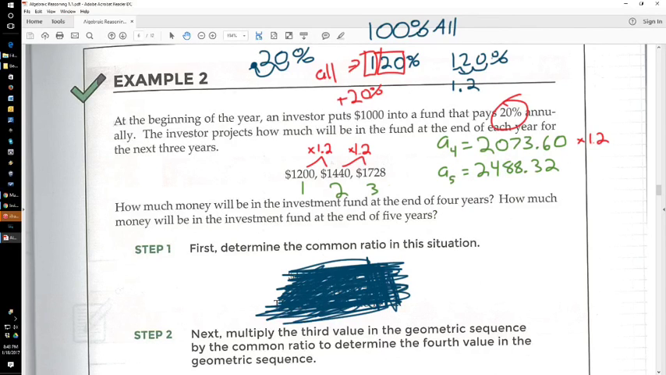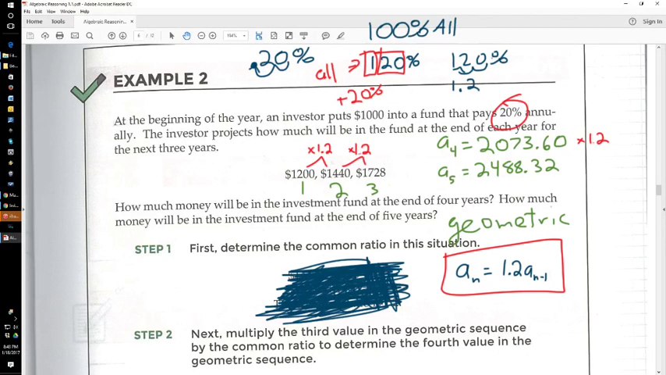So, if we were to write a rule for this, because we are multiplying, remember this is geometric, we take the geometric formula. So for A sub n, that basically means any step, any A you want, whichever step you want, step 1, step 2, step 3, step 4. Take the one before it and multiply it, in this case, by 1.2. That would be your rule. Cool? All right.